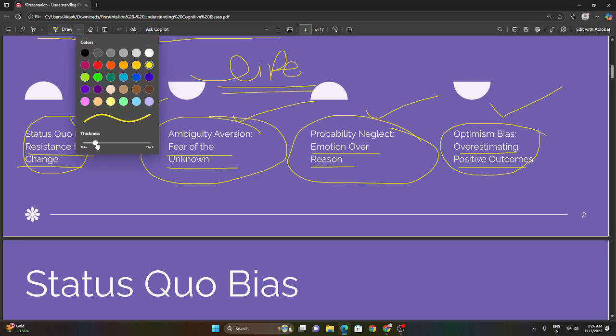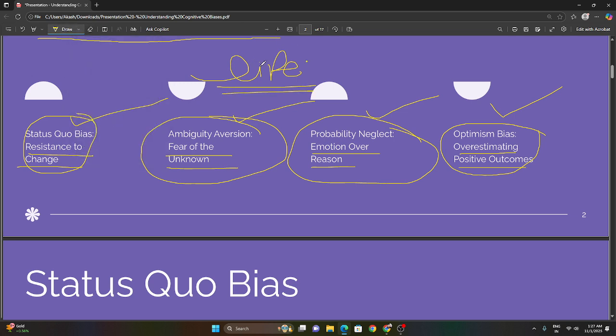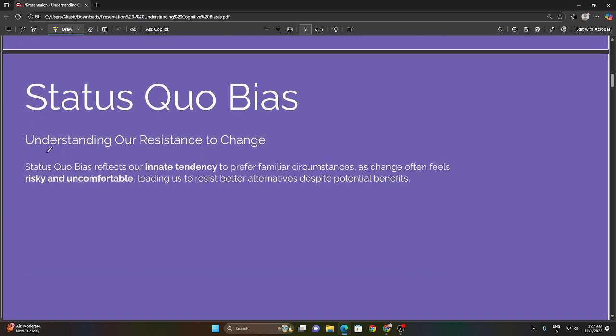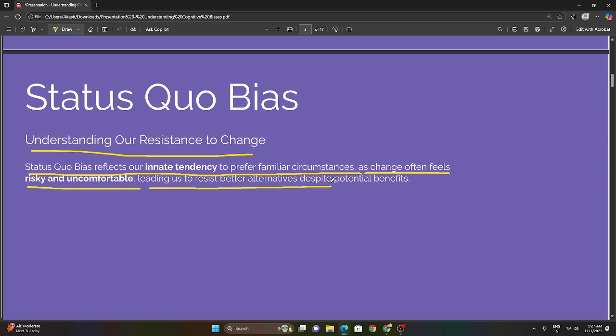So please focus, guys, focus. This is something very important. Understand the importance of these four biases. So let's start with the status quo bias, understanding our resistance to change. Status quo bias reflects our innate tendency to prefer familiar circumstances, as change often feels risky and uncomfortable, leading us to resist better alternatives despite potential benefits.